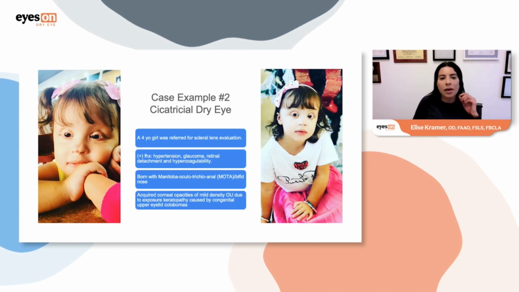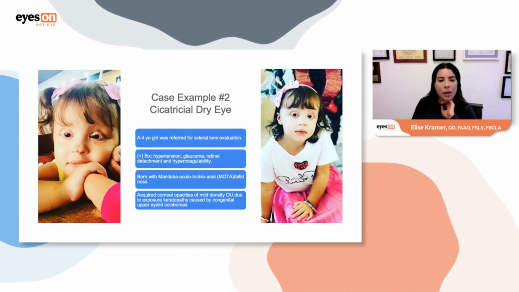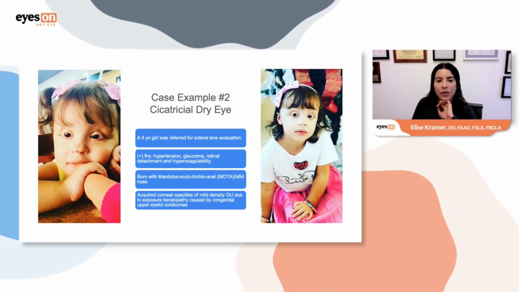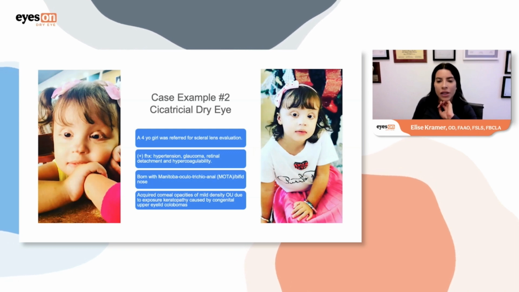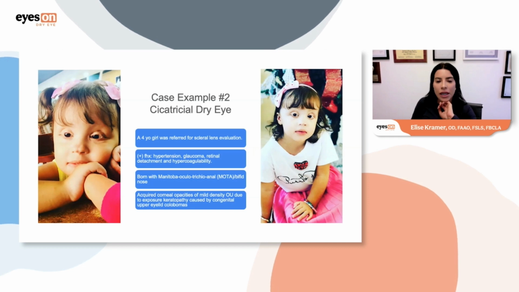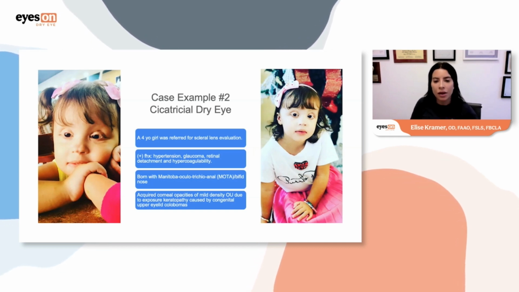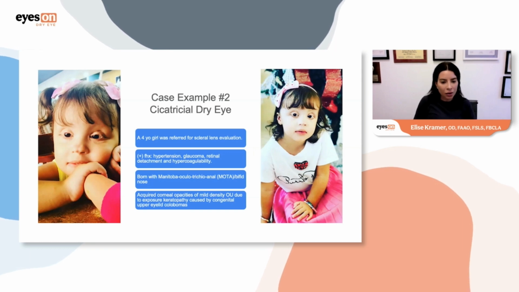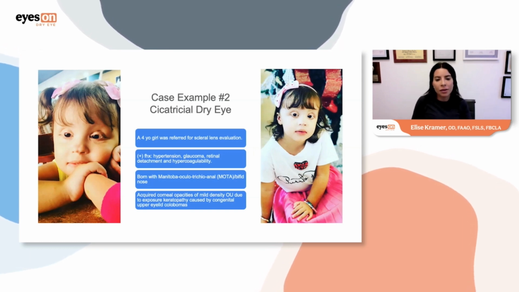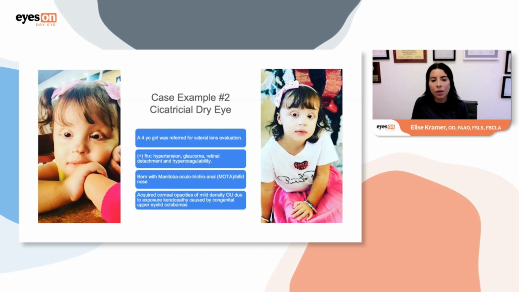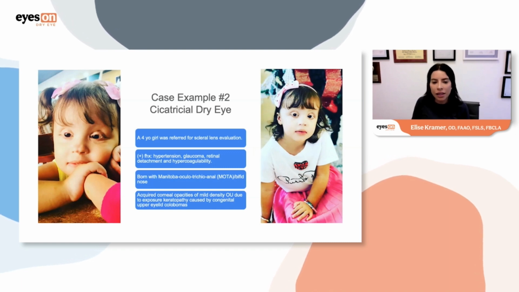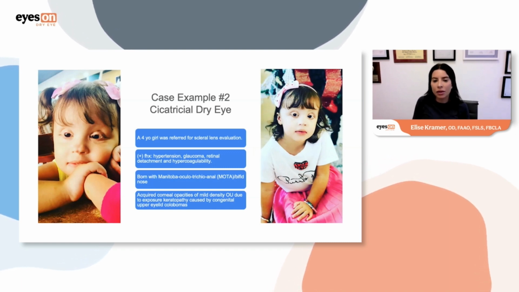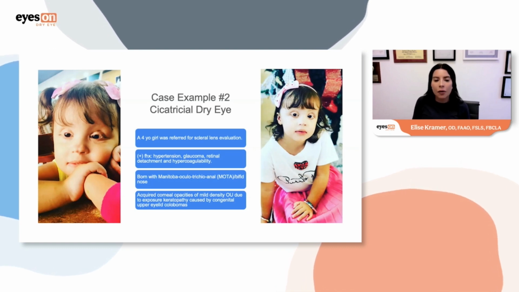All right, let's talk about another case. This is a patient who was referred, a 4-year-old girl, for a scleral lens evaluation. She was born with MOTA, which is Manitoba Oculo-Tricho-Anal syndrome. Basically she has acquired corneal opacities of mild density because she has exposure keratopathy. You can see an overall coloboma of her eyelids.